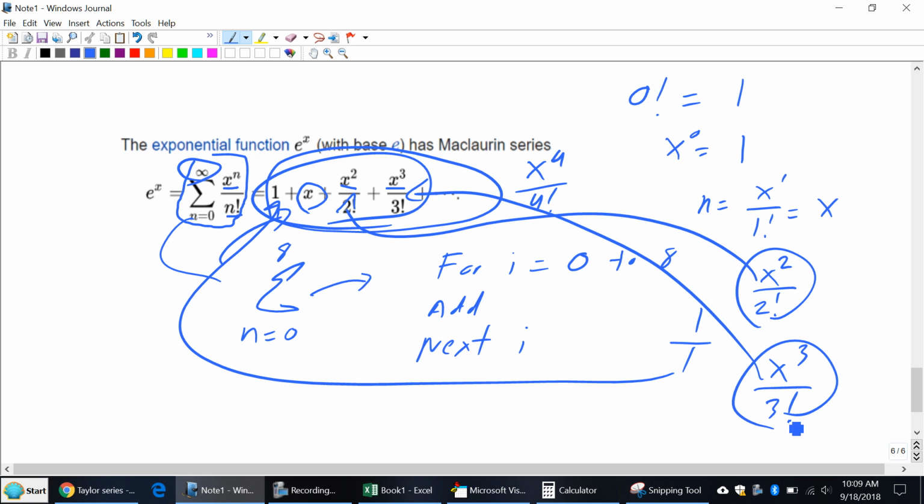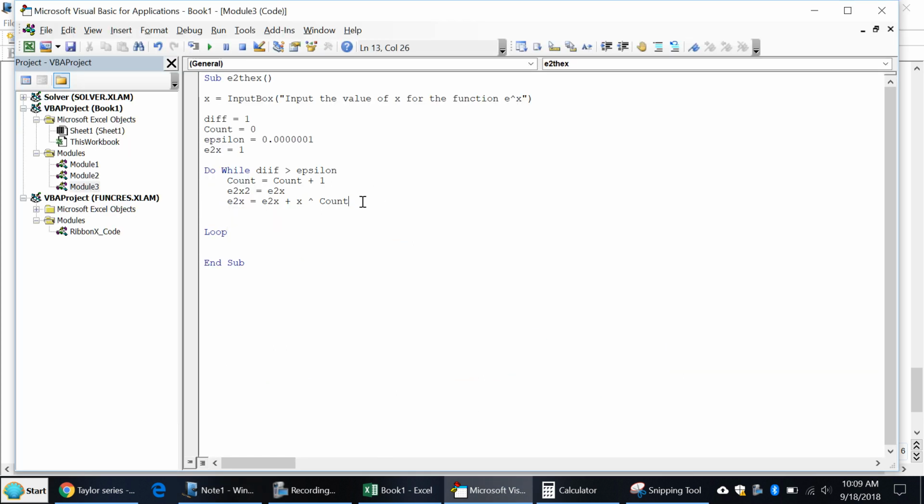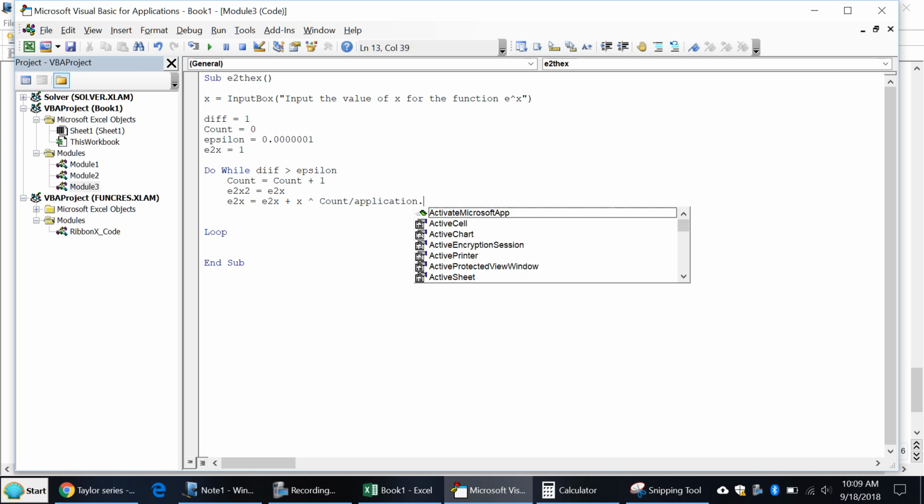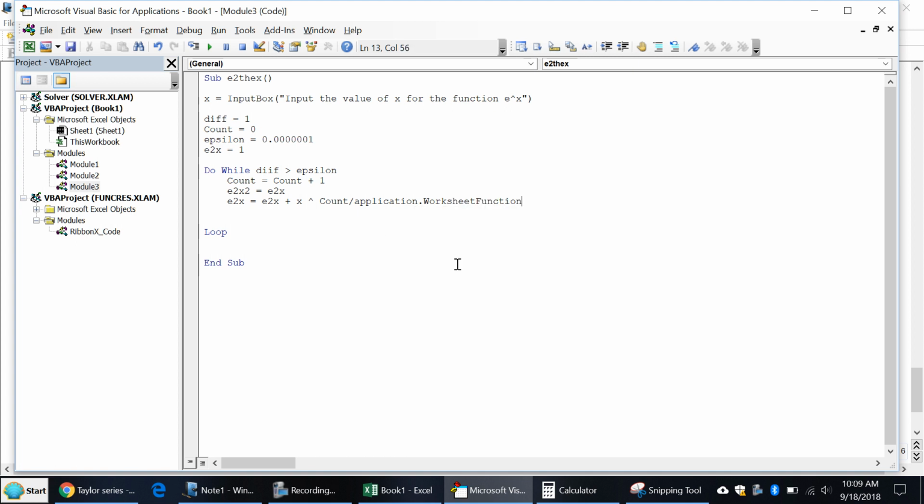That's all it is. Okay, and then we're going to divide that out by Application.WorksheetFunction.Fact(count). Now, this looks a little complicated, but this is just language. It's just like coming across a big word in the English language. They could have written something like just fact.